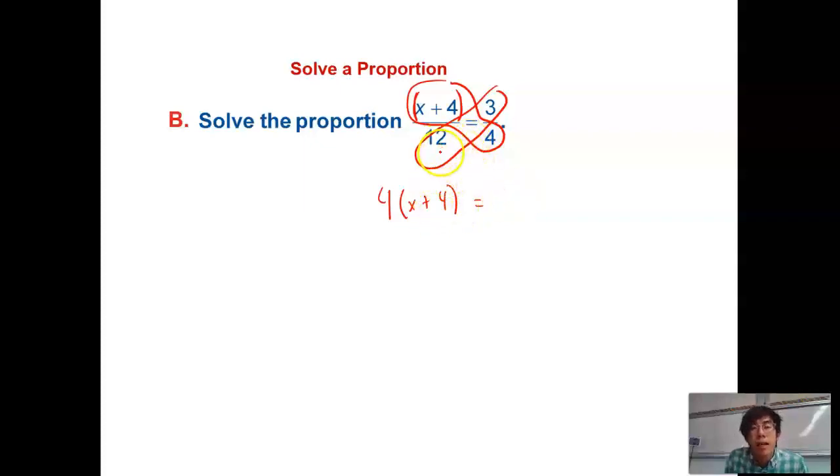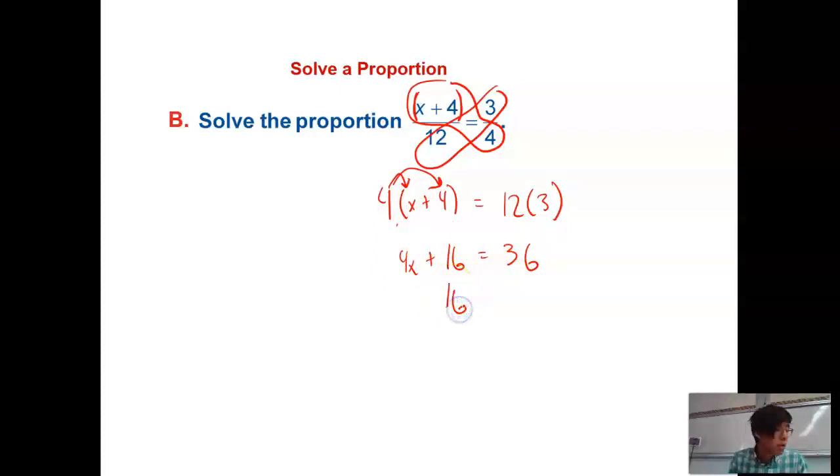Okay. And same thing over here. So 12 times 3. And just remember, we're going to do some extra steps to simplify things before we do SADMAT, because first you have to simplify your expressions on each side. So let's do distributive property. 4 times x is 4x, and 4 times 4 is going to be 16, equals 36, and then we're going to subtract 16 on both sides.